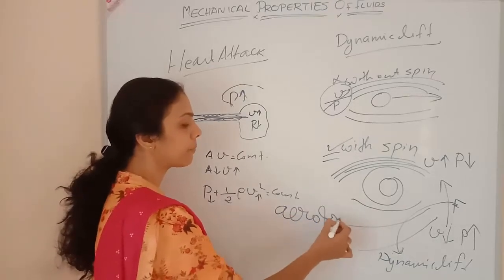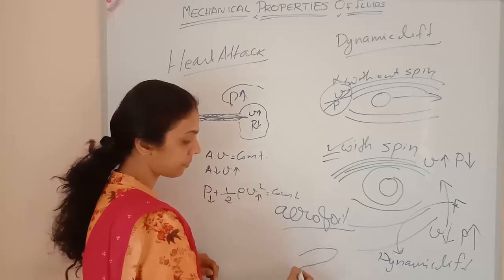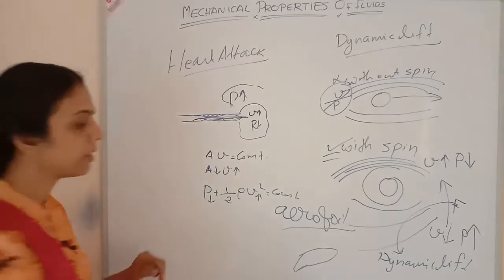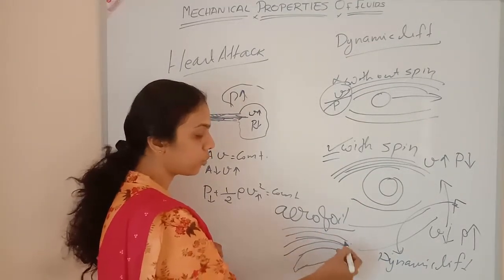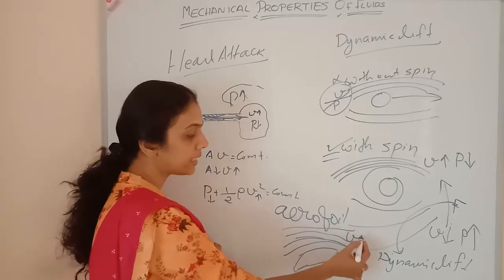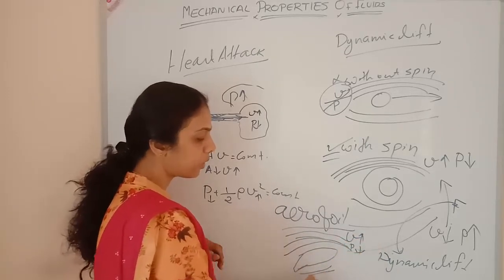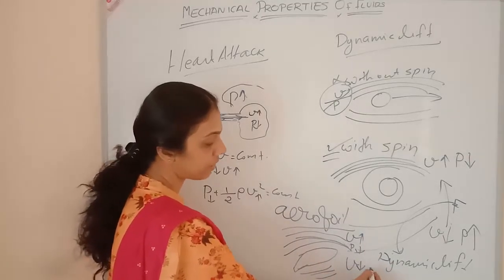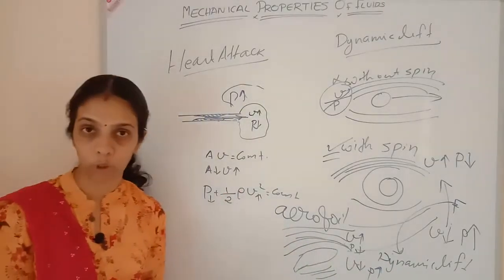An aerofoil is an instrument shaped like this. Here also the same thing will happen. When we are throwing it, the air above it will be accumulating over here. So velocity is increasing and pressure will be decreasing. Below this, velocity will be decreasing and pressure will be increasing. The same way we can explain the aerofoil also.